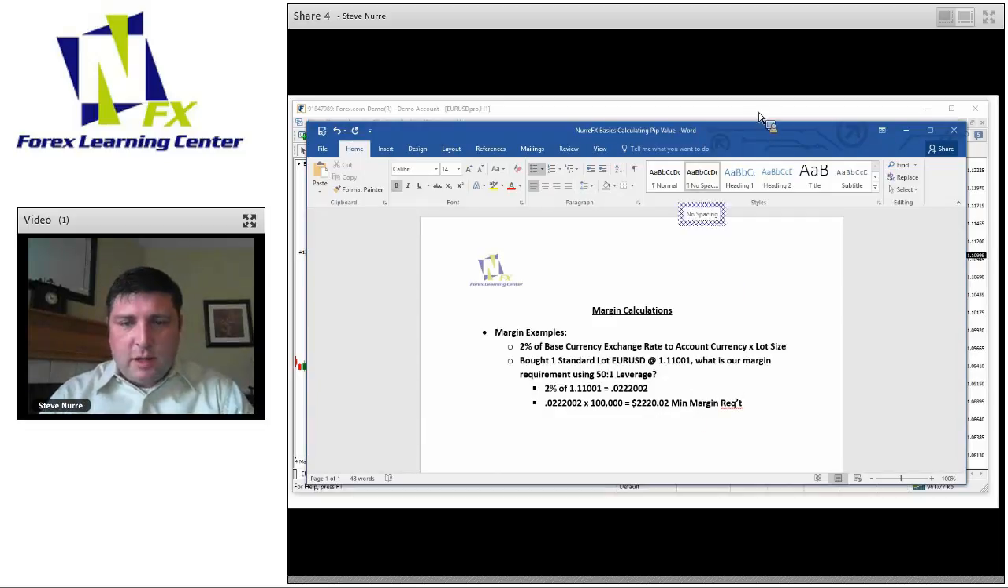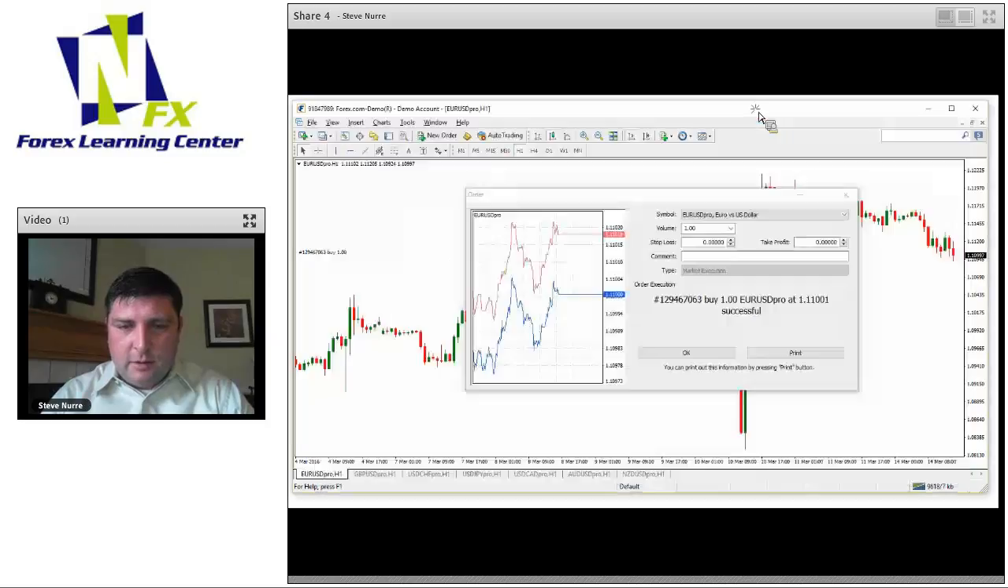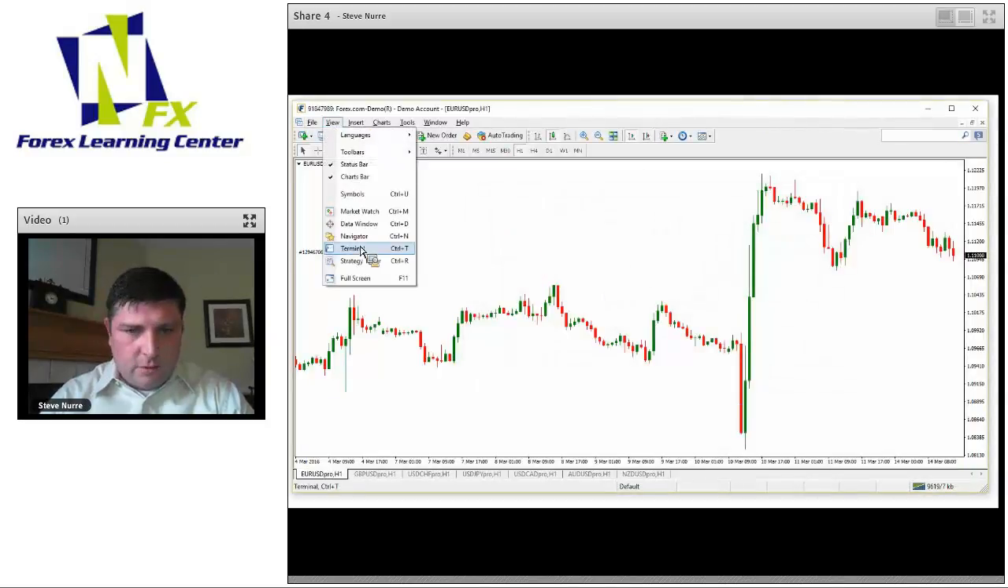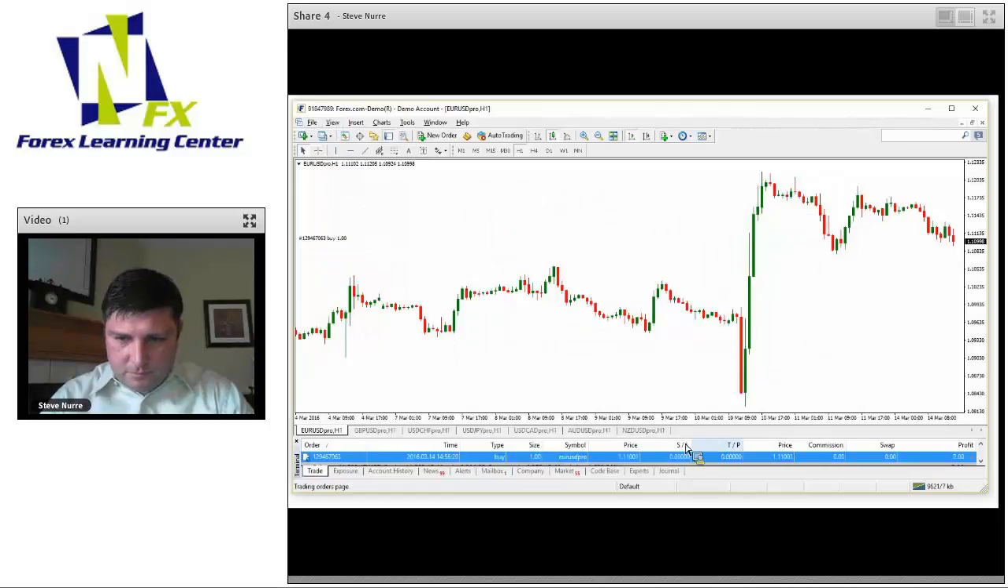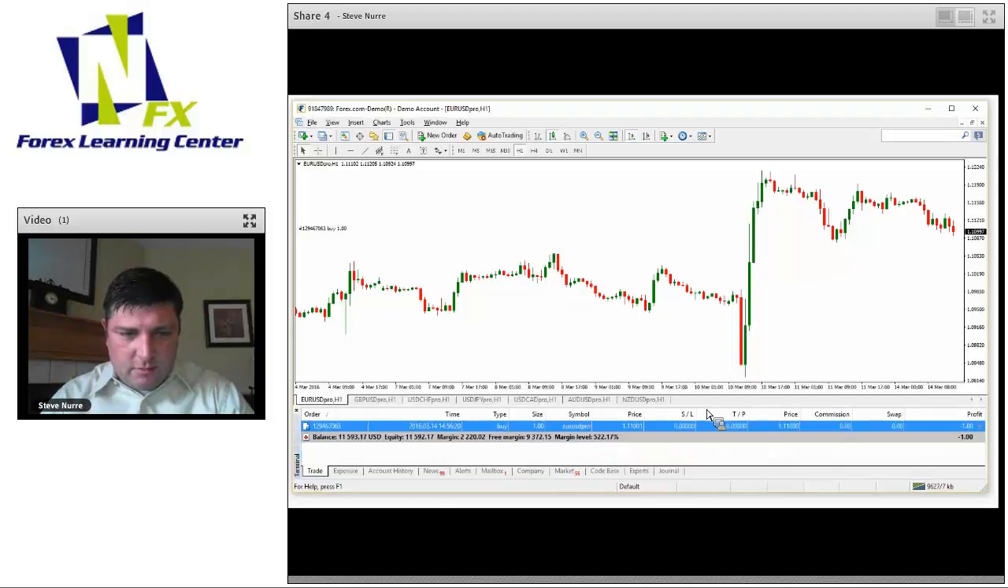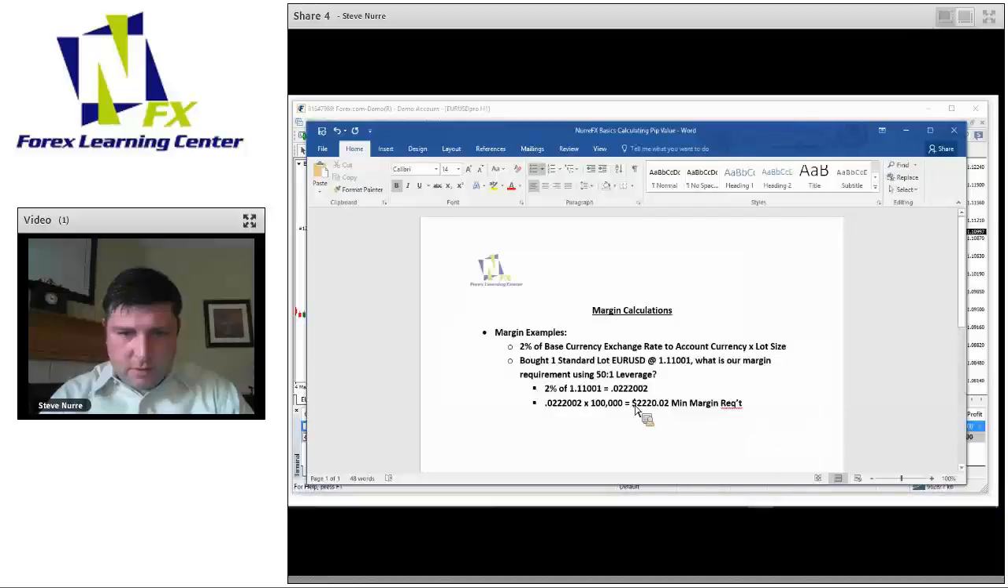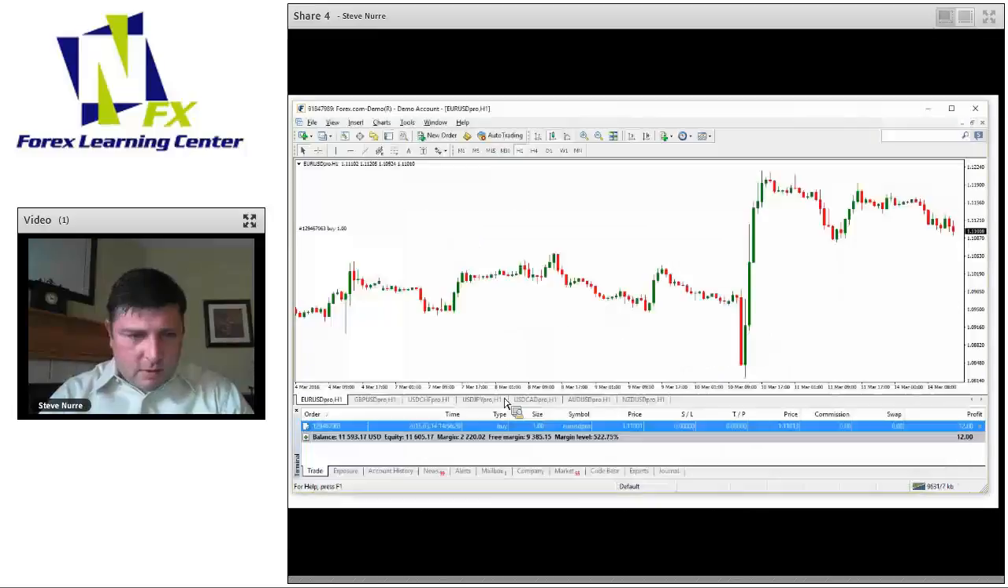So let's take a look at how this affects our account. I'll go ahead and take this off. Go to View Terminal. And here we go. Here's our buy of Euro USD at 1.11001. Now when I pull up the account information, the margin requirement should be exact to the penny of what we just calculated. See that? There's our margin requirement, 2,220.02. And let's take a look. Margin $2,220.02. So that came out exactly to our calculation.